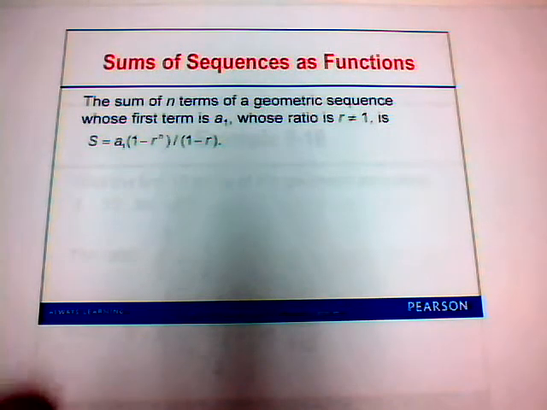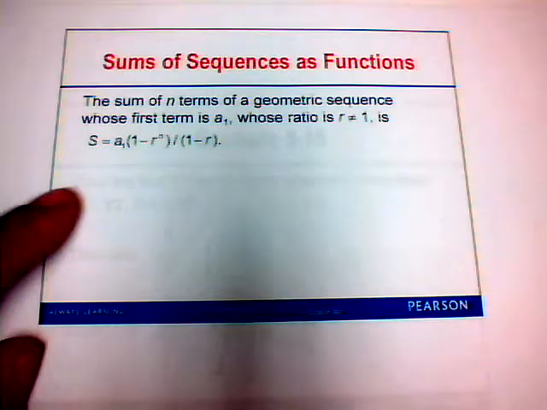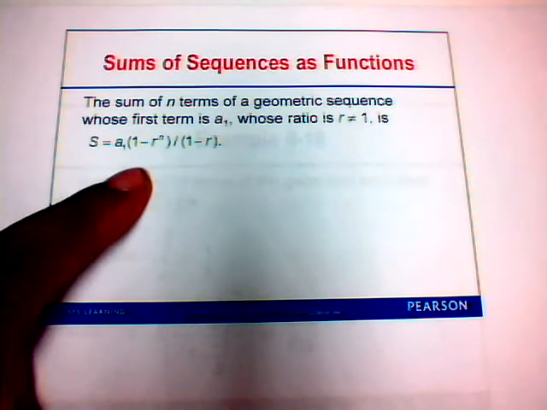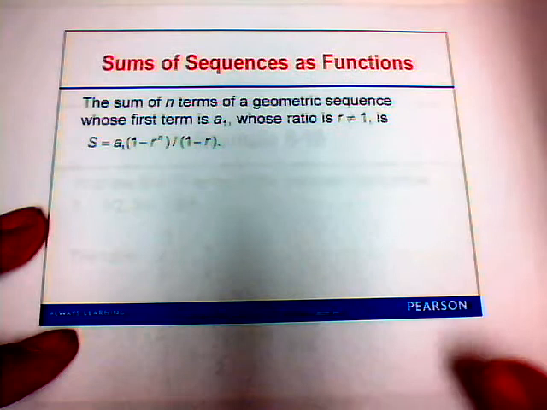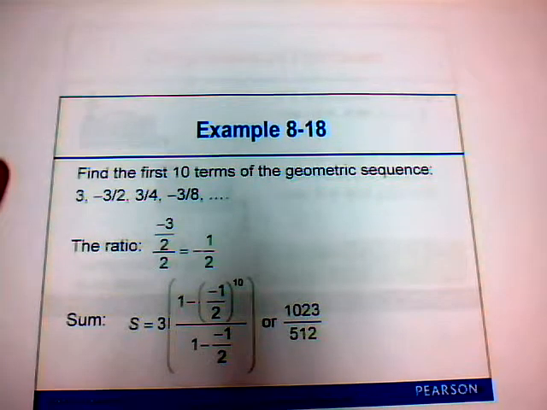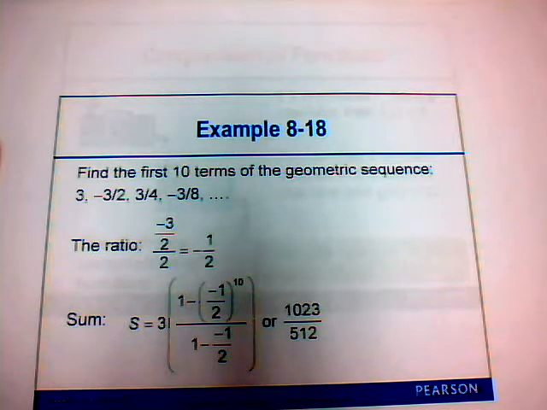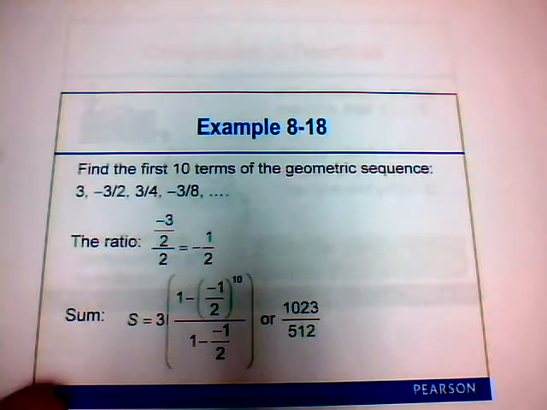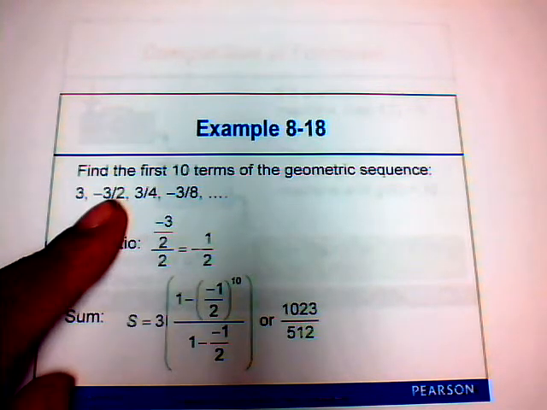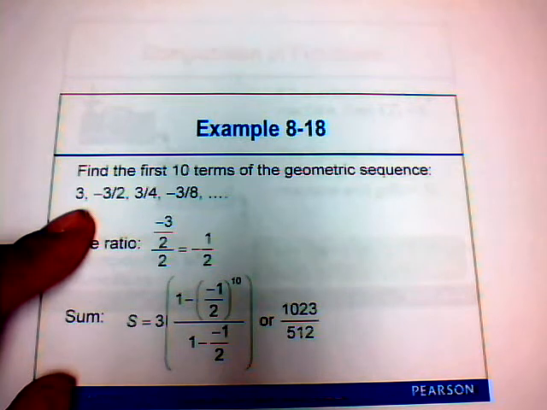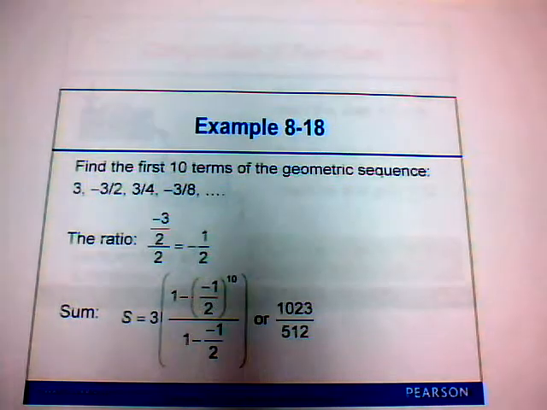Also, we can look at the sum of the n terms in a geometric sequence whose first term is a sub 1 and whose ratio is r, where r is not equal to 1. That's going to be S is equal to a sub 1 times 1 minus r to the n, divided by 1 minus r. So in this case, if we want to find the sum of the first 10 terms of the geometric sequence, the ratio here is going to be negative 1/2, because you take negative 3 halves divided by, it should be divided by 3.